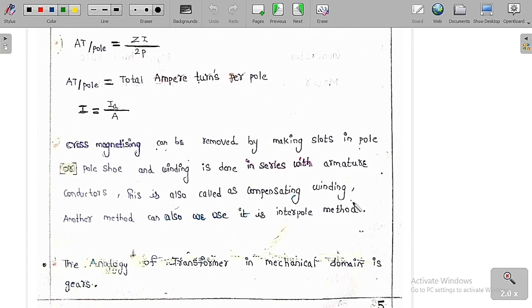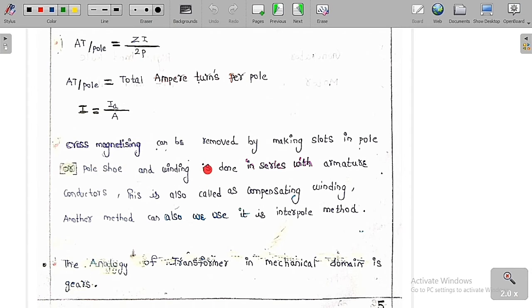So this is a very important point. With the help of interpole winding we are going to eliminate the cross magnetization, and with the help of compensating winding we are going to eliminate the demagnetization effect. This concept I have already told you in the subject of DC machines.